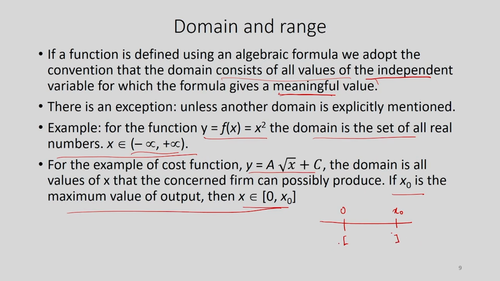Okay. So, you are ignoring the entire part to the left of 0, because if you put x equal to something negative, then you are going to get imaginary numbers, right, and that is not allowed. So, you start at 0, but again you do not go all the way to plus infinity, because the maximum possible output a firm can produce is limited. So, that maximum possible output is suppose x0. So, x0 is the maximum value to which the independent variable will go. Therefore, this is the domain D.